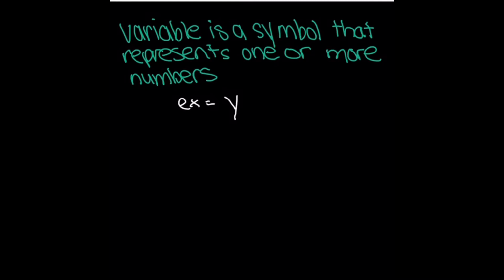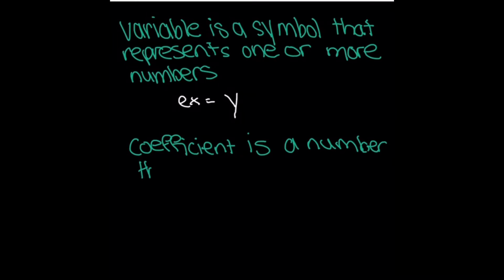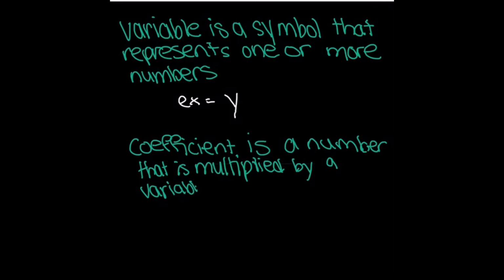Now let's talk about a coefficient. So a coefficient is a number that is multiplied by a variable. An example could be 2x, and the variable is the x right over here, right? That's a symbol. The 2 right over here, this is the coefficient. The 2 is a coefficient.